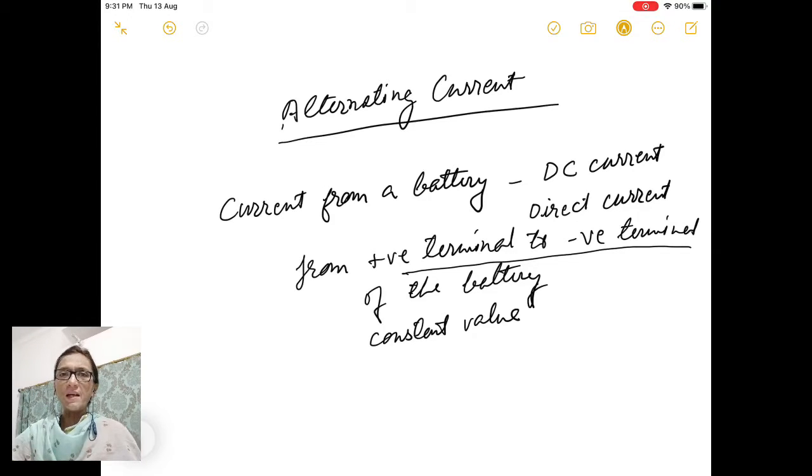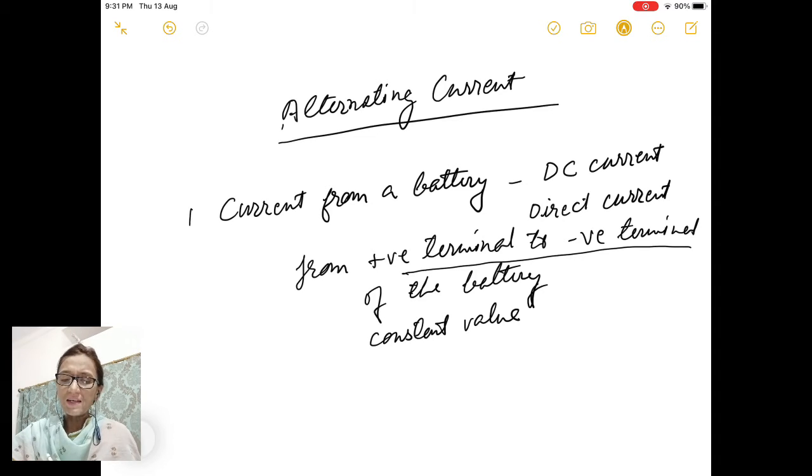Today we will be learning alternating current. There are mainly two kinds of currents. One is direct current, which is also called DC current, and another one is alternating current. Direct current can be obtained by a battery, and it goes from the positive terminal of the battery to the negative terminal of the battery. A direct current has a constant value in a battery.